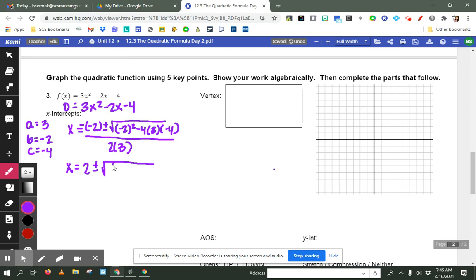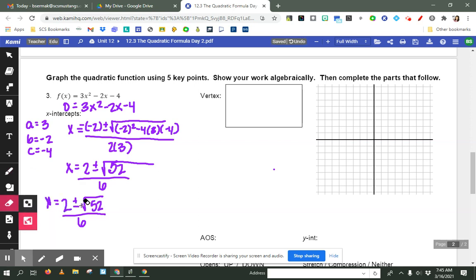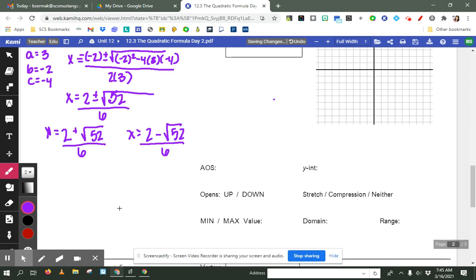I get 52. And then 6. So I can split it now. So x would equal 2 plus or minus the square root of 52 over 6. Okay. And then x would equal 2 minus the square root of 52 over 6. So when I type them into my calculator, we get 1.54 and -0.87. So those are my 2 x-intercepts. So I can plot those points. 1.54 is going to be somewhere between 1 and 2, and -0.87 is going to be almost -1.